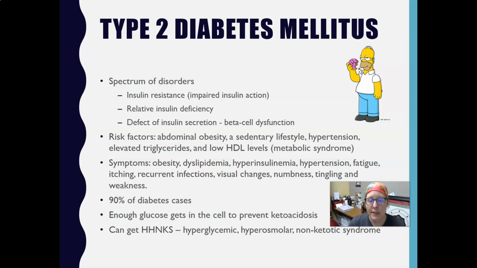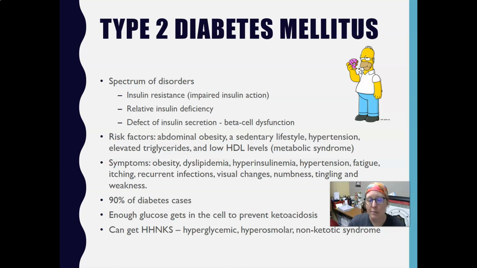So you won't see ketoacidosis in type 2 diabetes, because enough glucose gets into the cells so that you don't get the ketoacids. It suppresses the lipolysis. So usually you do not see ketoacids in type 2 diabetic patients. And they can get something called HHNKS.